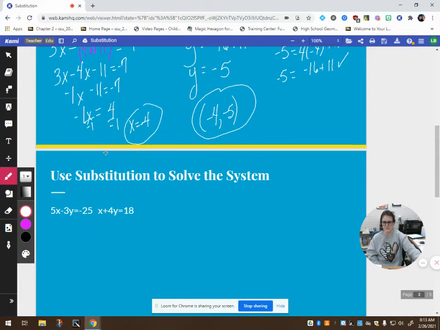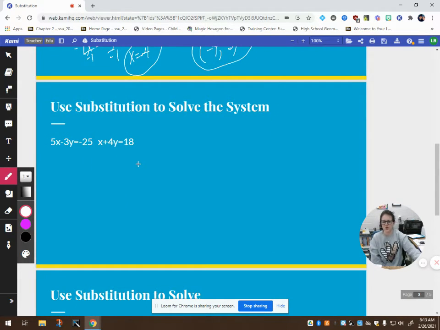All right, so let's try this one. 5x minus 3y equals -25, and x plus 4y equals 18.